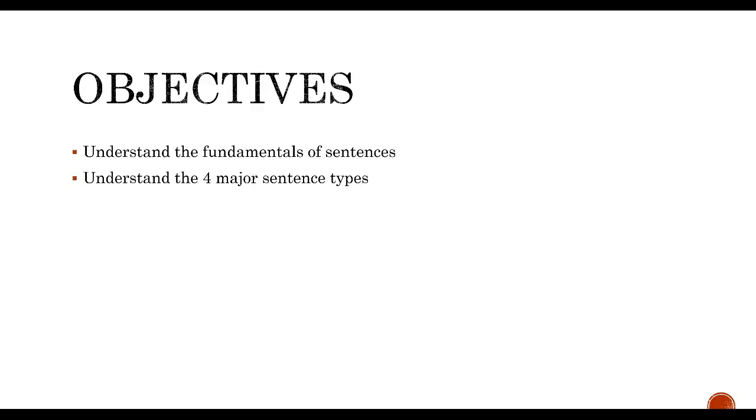So we have three objectives for this lesson. First is to understand the fundamentals of sentences. How do sentences work? Second, we're going to understand the four major sentence types: simple, compound, complex, and compound complex. Finally, we're going to understand, through looking at the sentences, how to avoid major sentence errors like run-ons, comma splices, and fragments. So let's get into it.